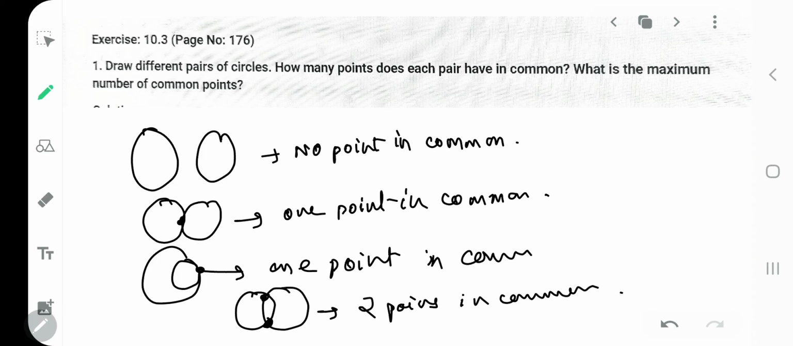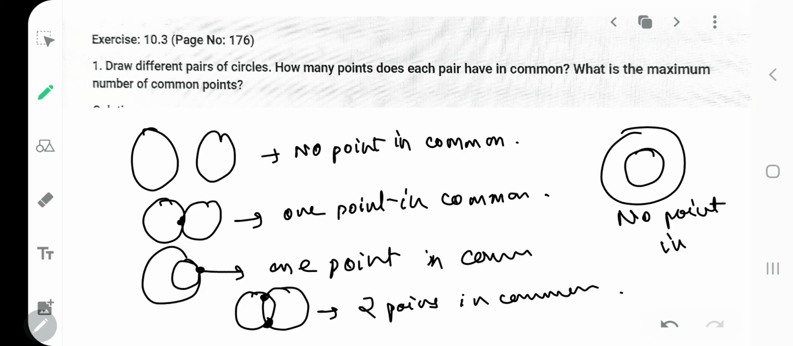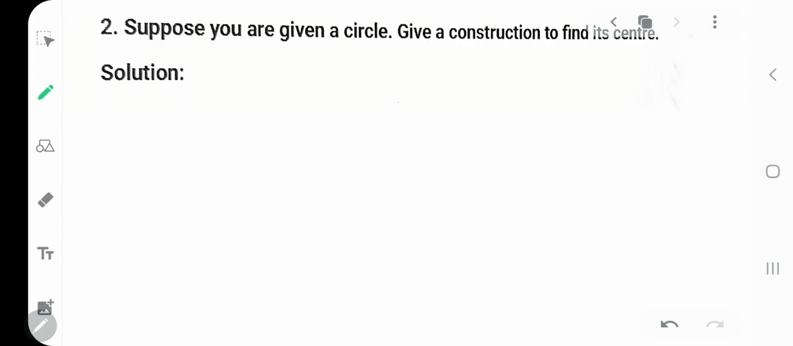Got my point clear? Sometimes one circle will lie inside the other circle, but they will not have anything in common. They will not touch each other. So you will write no point in common. Got my point clear? Next is, suppose you are given a circle, give a construction to find its center.